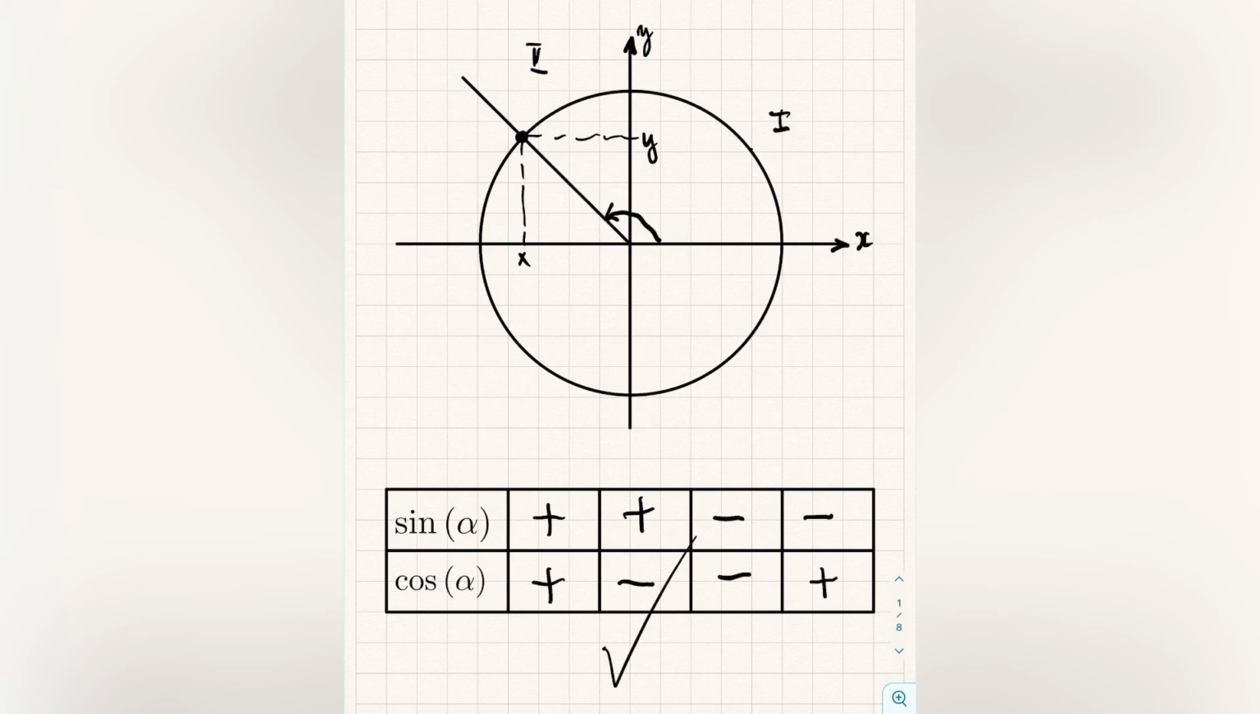That's an easy way for you to remember the signs of the trigonometric functions sine and cosine.